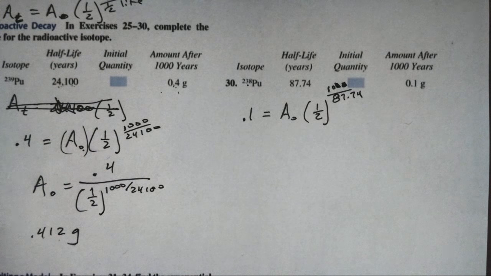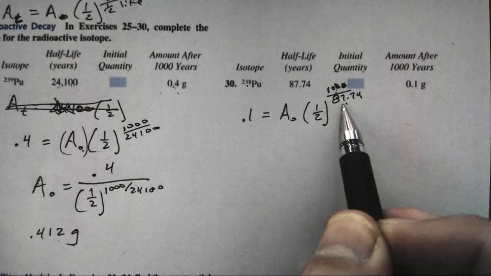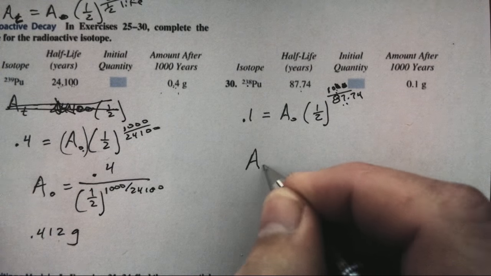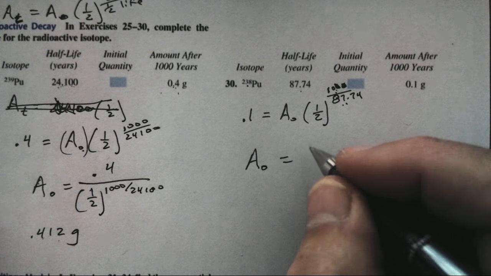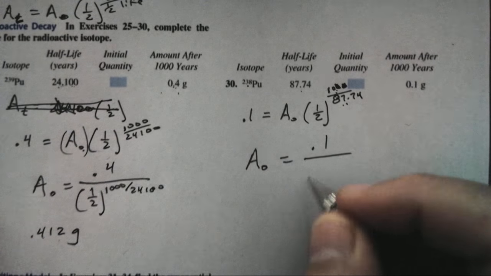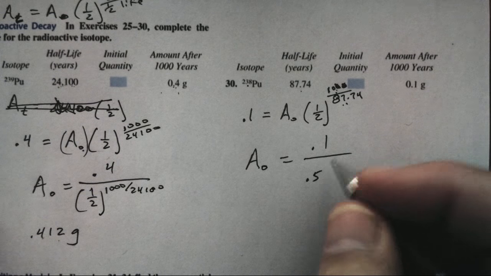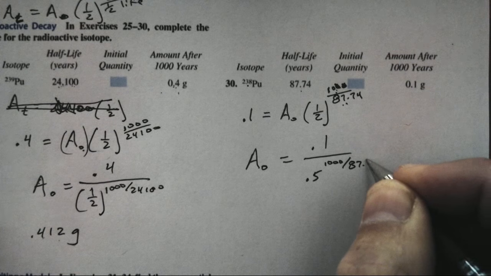Butchered that a little bit. So it's 1,000 divided by, that's how many half-lives we've gone through. 1,000 divided by 87.74. Hope that makes sense. So A naught is 0.1 divided by 0.5 or 1/2 to the 1,000 divided by 87.74.